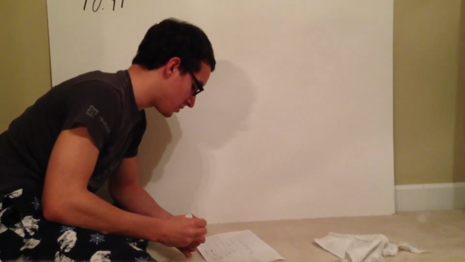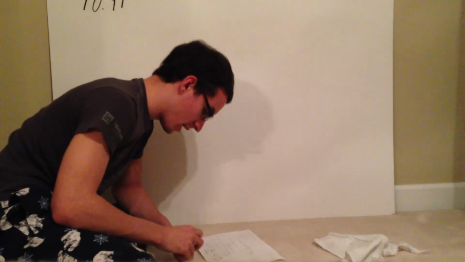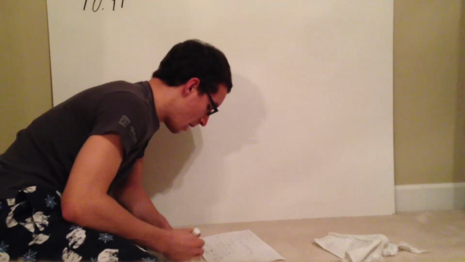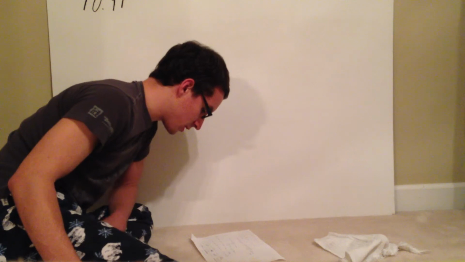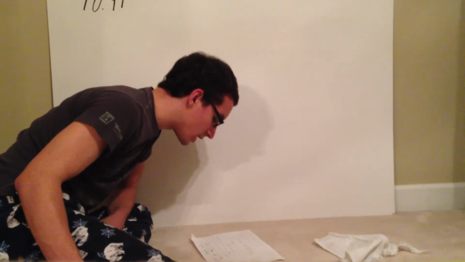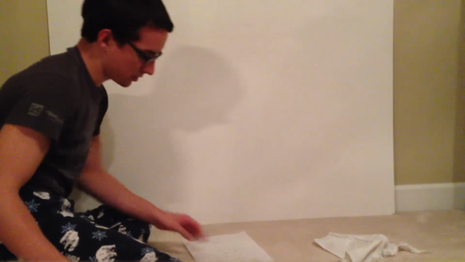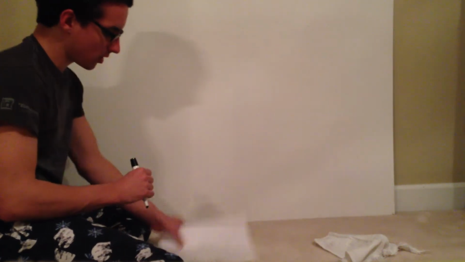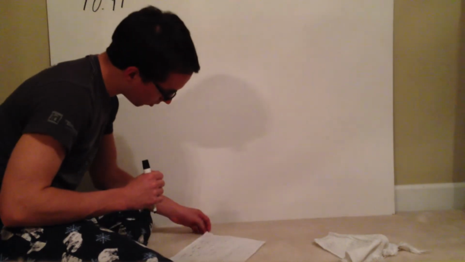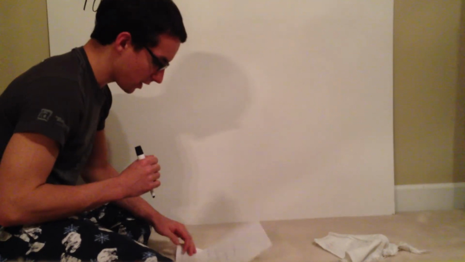So here we go. A buffer is made by dissolving H3PO4 and NaH2PO4 in water. Part A asks to write an equation that shows how the buffer neutralizes added acid. Okay, so let me check my work here. So you have your H3PO4.